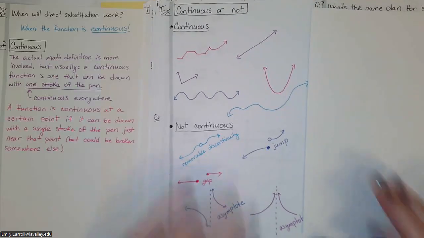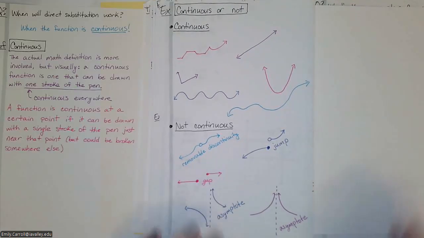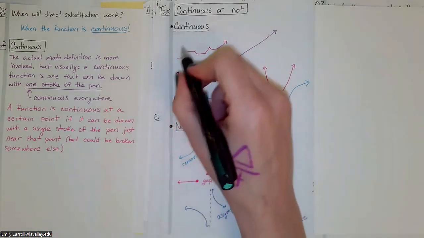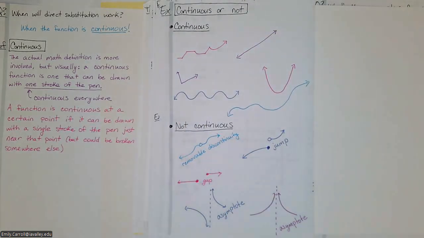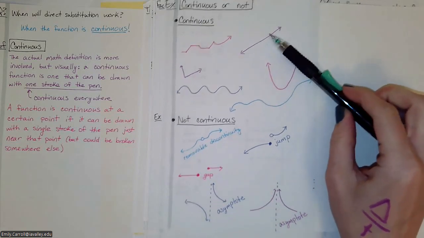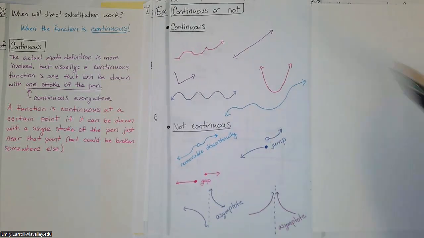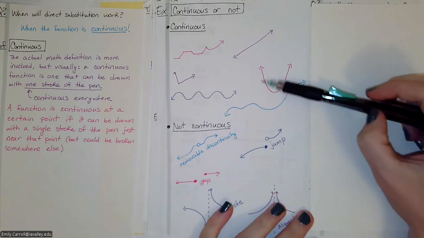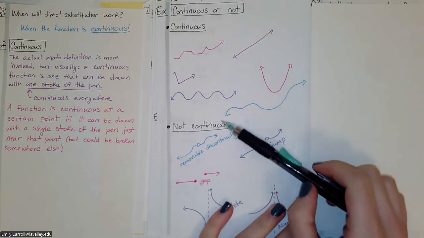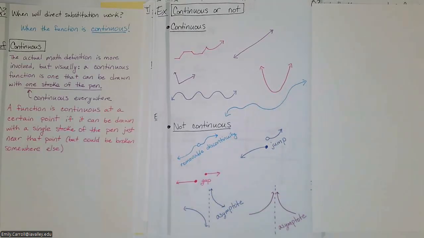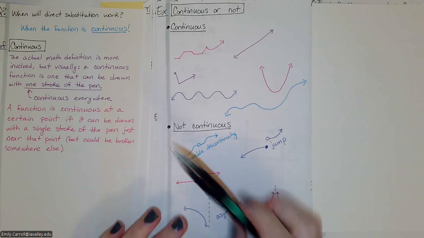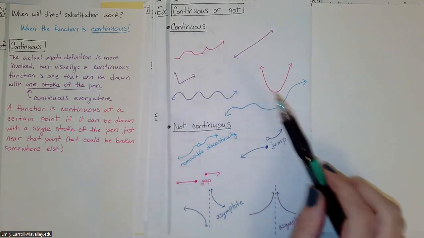Here are some examples of continuous functions and also some ways for functions to be discontinuous. It doesn't matter if the function is pointy, jagged, or smooth. All of these I could draw with just one stroke of the pen, without lifting my pen off of the paper. All linear functions are continuous everywhere. All quadratic functions are continuous everywhere. This squiggly function could be some kind of polynomial, right? This looks like a sine wave, or maybe a cosine. That's continuous everywhere.